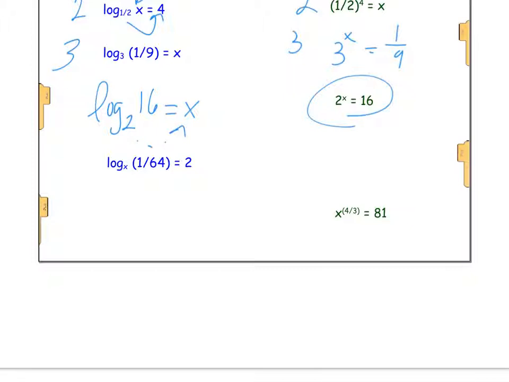And then here are some other examples that you can practice on your own. X to the second power equals 1 over 64.